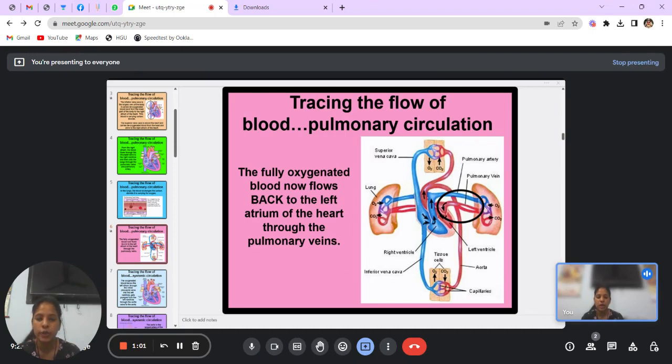The blood enters the heart two times: first the carbon dioxide containing blood goes to the lungs, then from the lungs it comes back to the heart. So the heart receives blood two times. It is known as double circulation, and it is a very complex circulation, I must say.